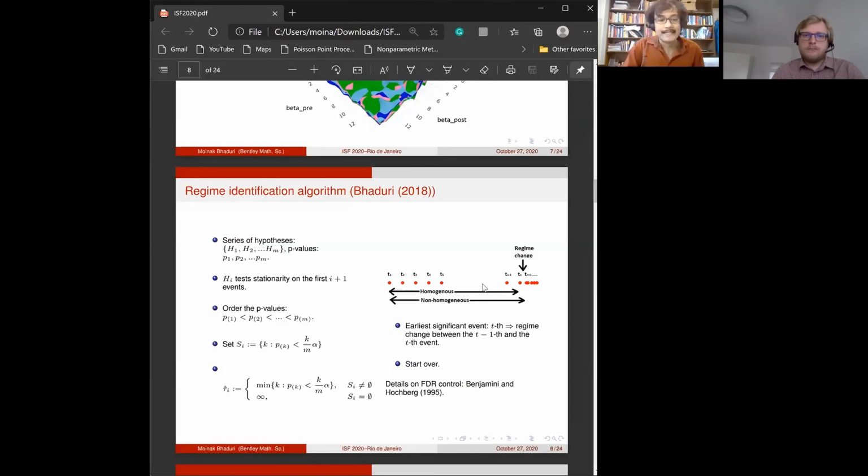So there are a few technical details you have to be careful about because you are doing a sequence of tests. Your false discovery rate will have to be controlled. There is also the problem with the null set: what happens if you do not find a change at all? But barring those, this is the overall idea.